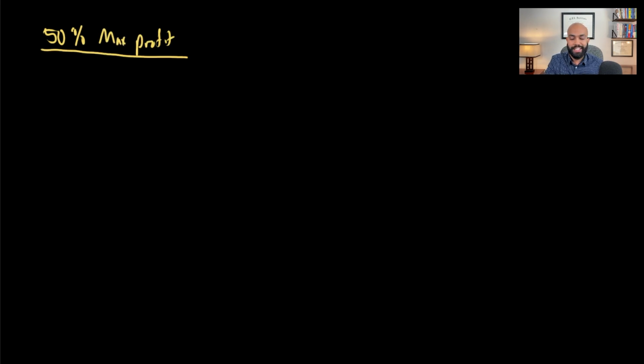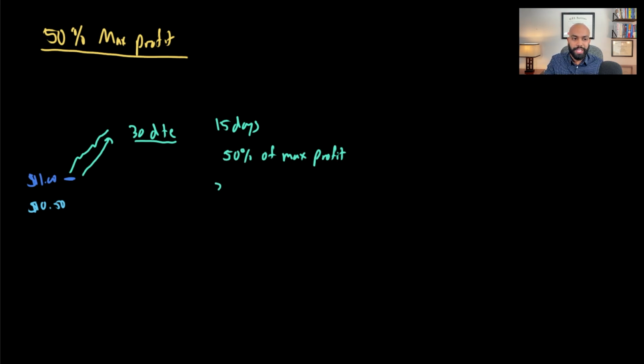Now, really quick, let's talk about why we're doing 50% of max profit. Why would we not just let it run till expiration? So let's say you sell a put option right here and the stock goes up. Now this put option, you sold it for $1 and it's only trading at 50 cents now, but you still have 30 days to expiration. This happened in the span of 15 days. So within 15 days, you're able to make 50% of the maximum profit. Why would you wait another 30 days to get the other 50% of max profit?